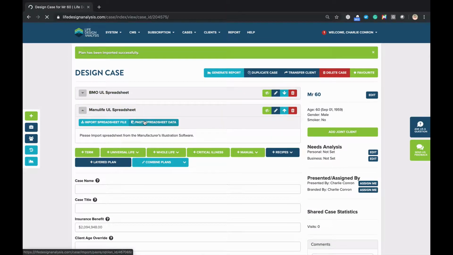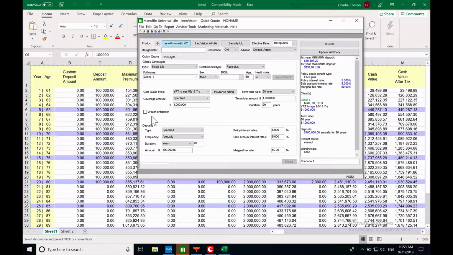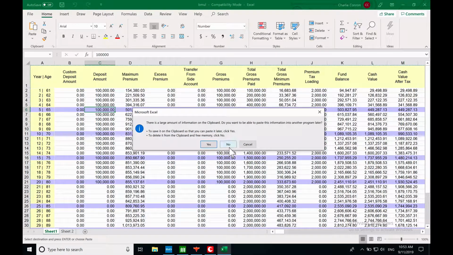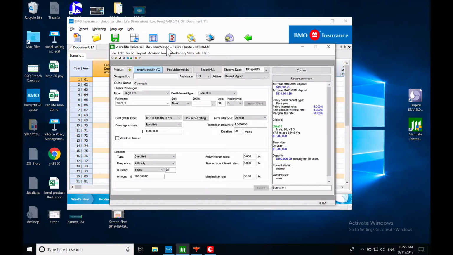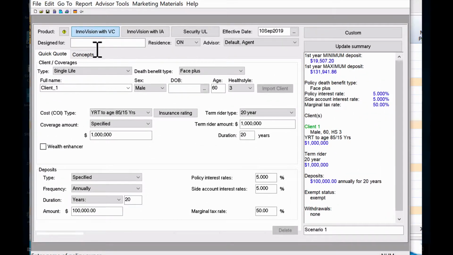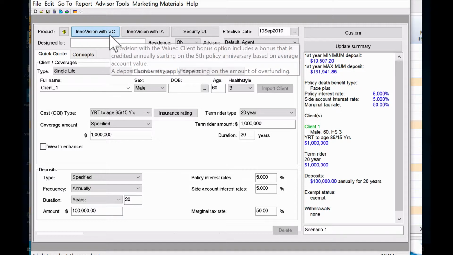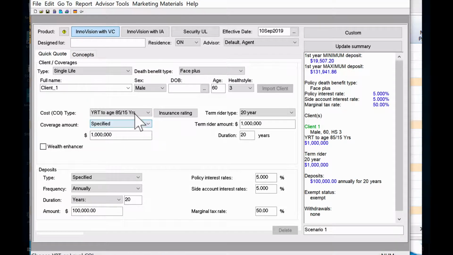While that's uploading, so it's already in there, I'm going to go and design my Manulife product. So I'm going to flip over to Manulife's software here. I can get rid of my old BMO spreadsheet. I don't need this anymore. And I'm going to try and design a very similar, if not the exact same, sort of plan. So you can see I'm using Innovision here with valued client bonus, I believe. Again, talk to your wholesaler to maximize this area.